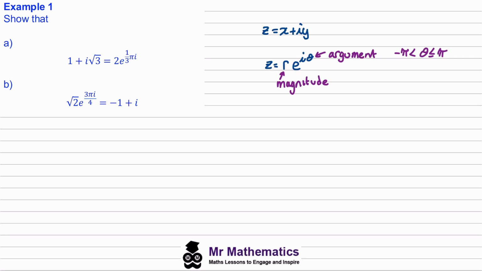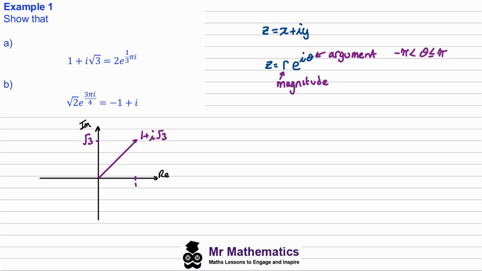If we begin with example A, to write this in exponential form, we need to use an argand diagram. That will help us work out the magnitude and the argument. So we've got a real part of 1 and an imaginary part of root 3. And we know the complex number originates from the origin, so it will be about here. 1 plus i root 3.